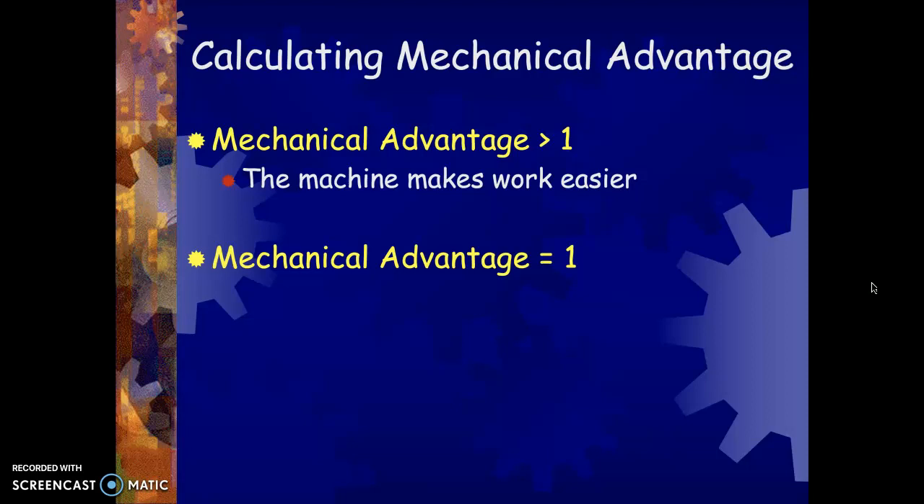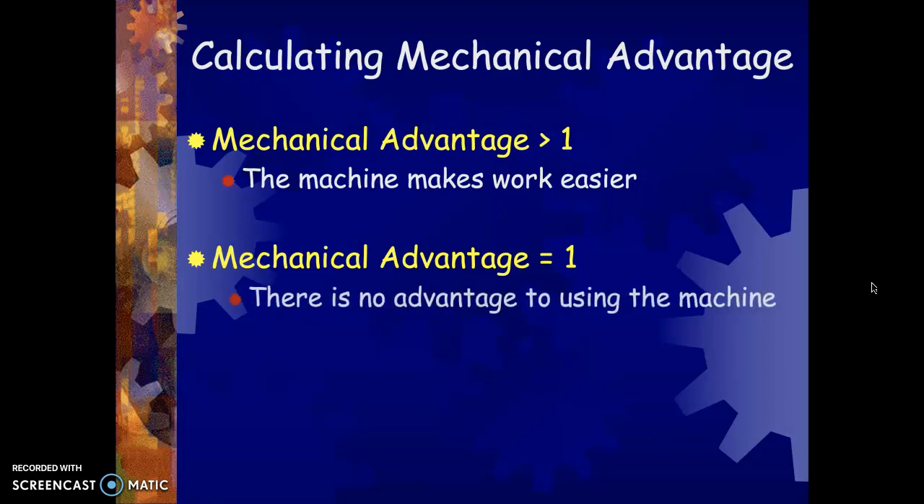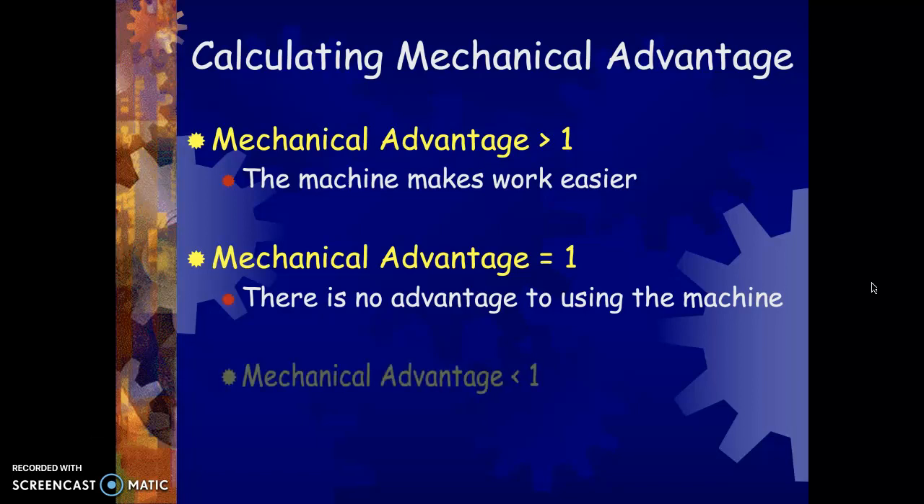Sometimes we use a machine that will give us a mechanical advantage of 1. In this case, there is no advantage as far as force goes. We have to put in as much force as we get out, but we would use a machine that has an MA equal to 1 if we wanted to change the direction the force is acting. Okay, that would be a good reason.